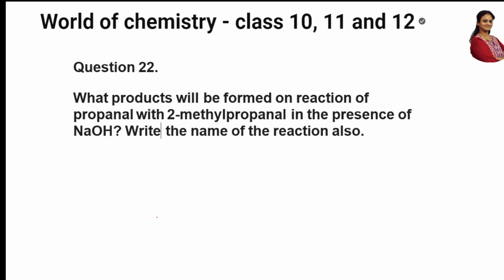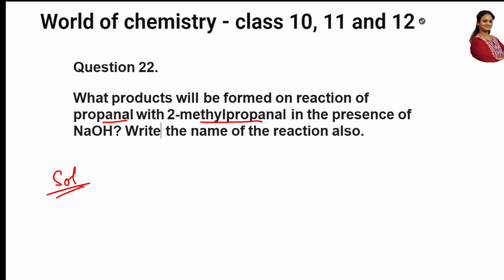Next question. Write the product. What products will be formed in the reaction of propanal with 2-methyl propanal in the presence of sodium hydroxide? Aldol condensation is what they're asking me. Write the name of the reaction also. So they've asked me first of all what products are formed on the reaction of propanal with 2-methyl propanal. Both the things I should write, with propanal also and with 2-methyl propanal also.